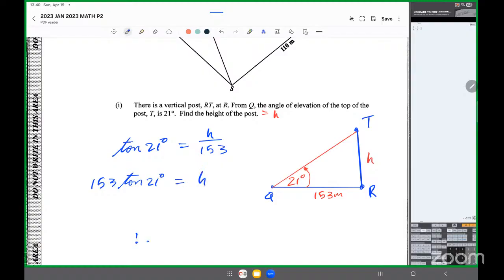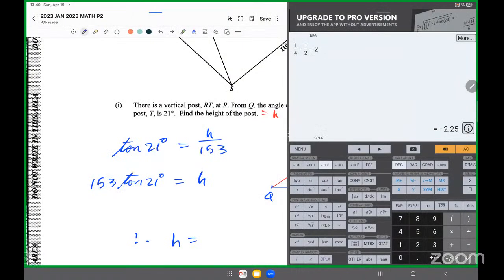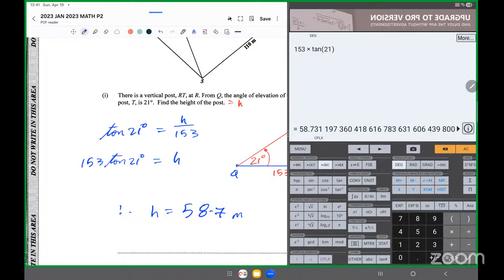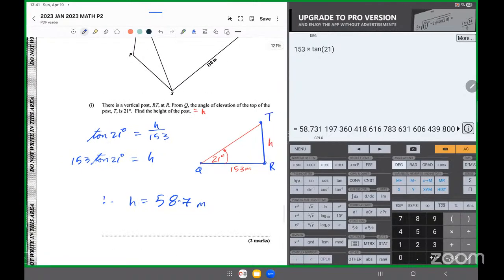Therefore, that height equals, when I write this out to the calculator now, 153 times the tan of 21 degrees. That's 58.7. 58.7 meters is the answer. 58.7 meters. That is it.